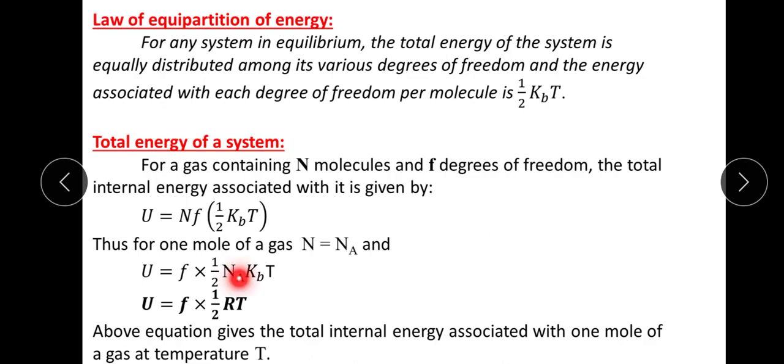So this has been explained earlier. Avogadro number multiplied by Boltzmann constant gives us R. Therefore, U is equal to f into half into R into T. So this equation gives the total internal energy associated with 1 mole of a gas at a temperature T.